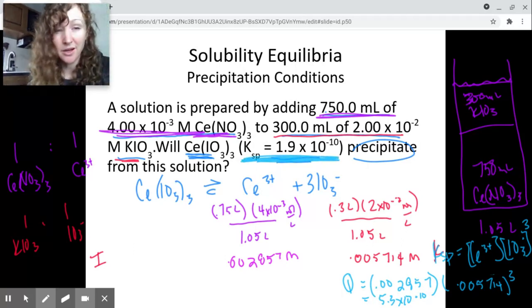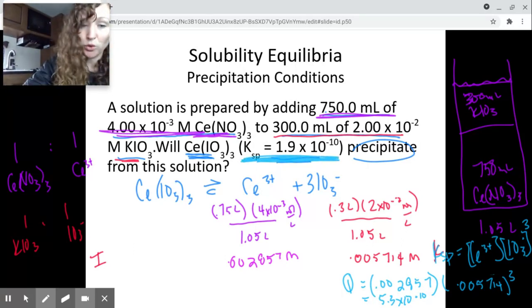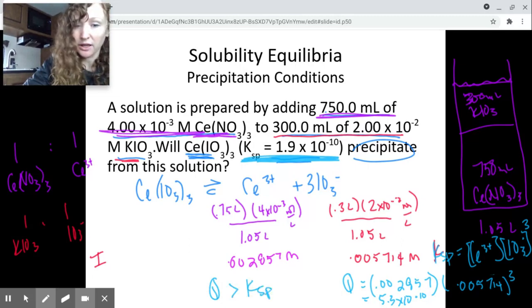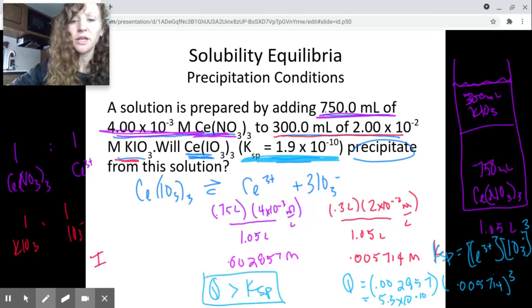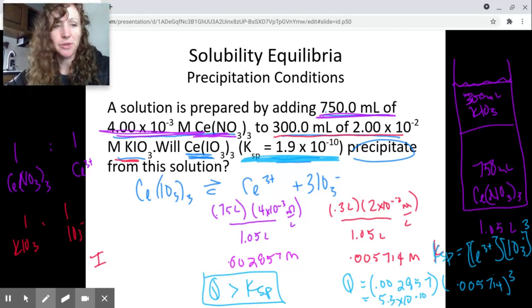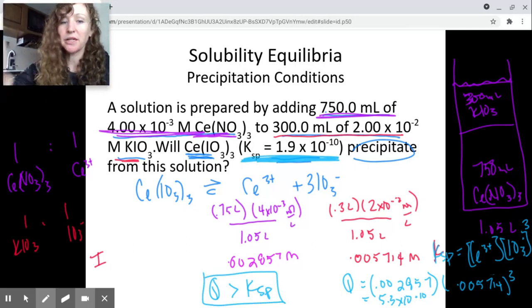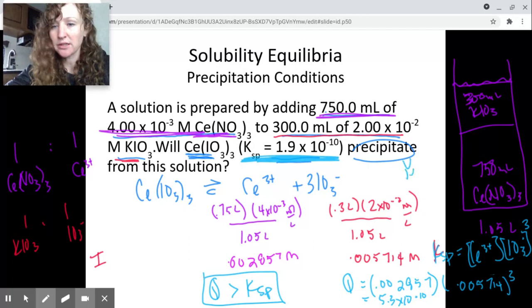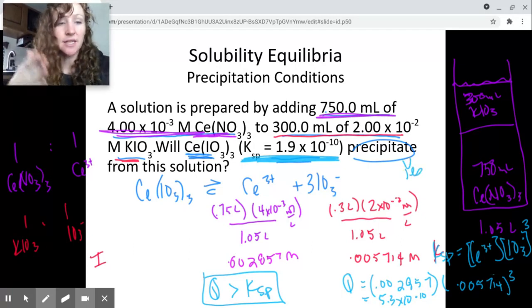They're pretty close, but my Q is slightly larger than my KSP. And so precipitation will occur. Will precipitate form from the solution? Yes. It will precipitate until the Q is equal to the KSP.